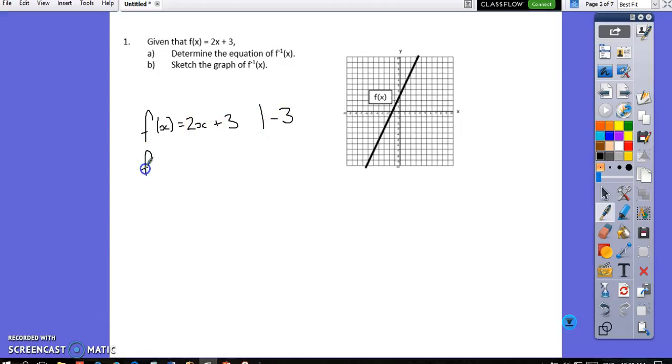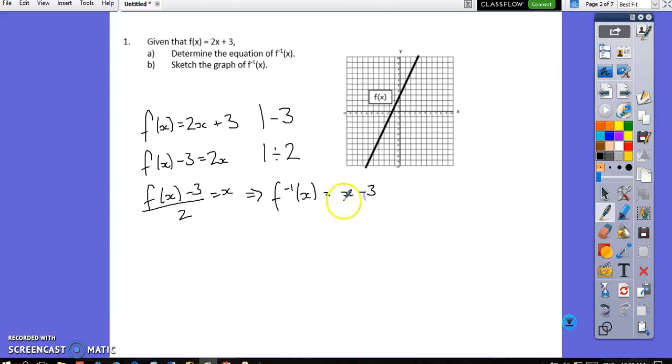So I'll take off 3, and I will divide by 2, and now I can just write in place of x, f to the minus 1 of x, and in place of f of x, x. So this means that our inverse function is x minus 3 over 2. So that it's easier to write it in gradient intercept form, I get x over 2 minus 3 over 2, so a half x minus 1.5.